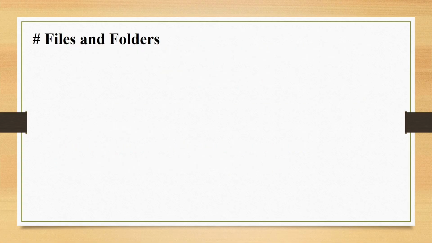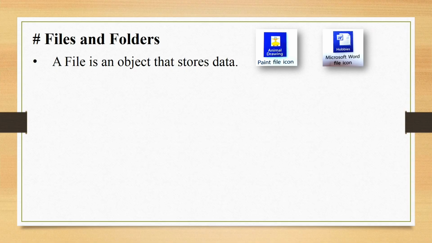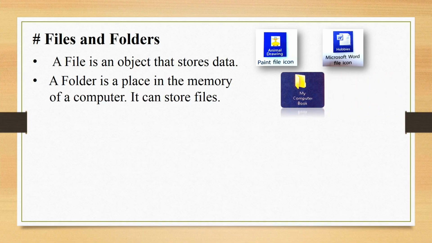Files and folders. After working in a software, to save your work, you have to give a suitable name. When you give a suitable name, the software creates a file. These files contain data. So, a file is an object that stores data. On the other hand, a folder is a place in the memory of a computer. It can store many files.